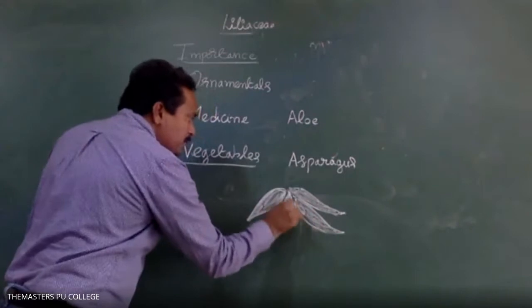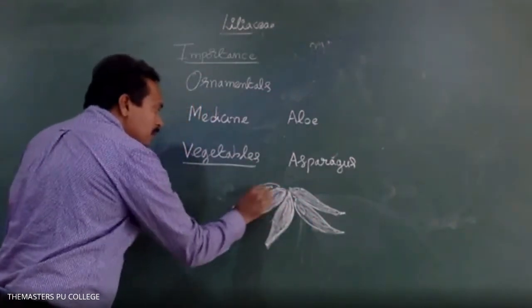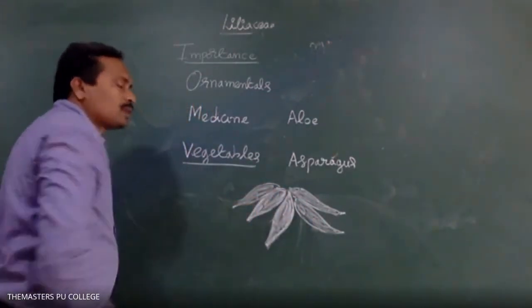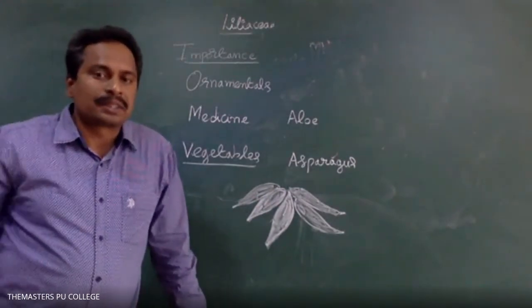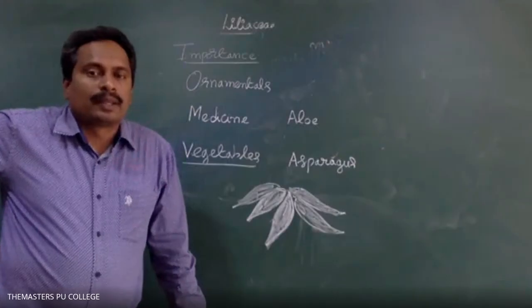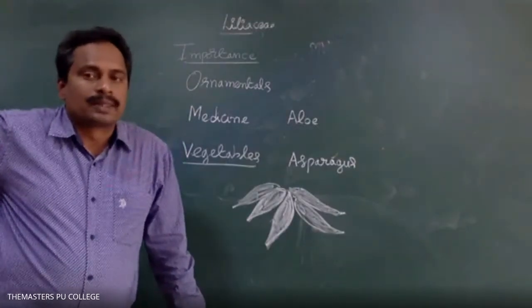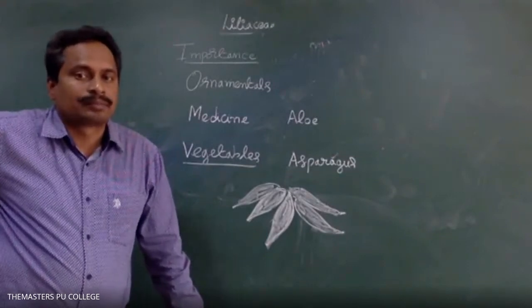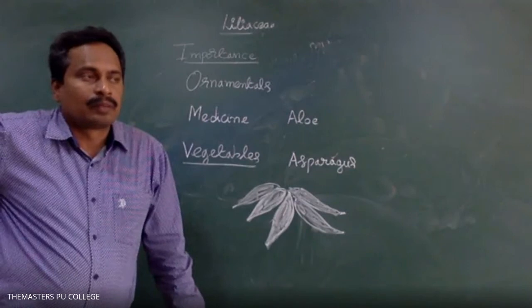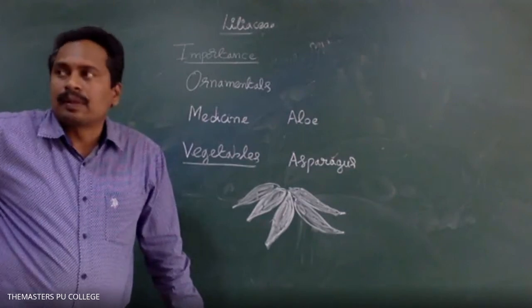A bunch or cluster of tuberous roots. Do you remember the root modifications? In asparagus, the fibrous root system is involved in storage of the food materials. Fibrous or taproot system? Fibrous.